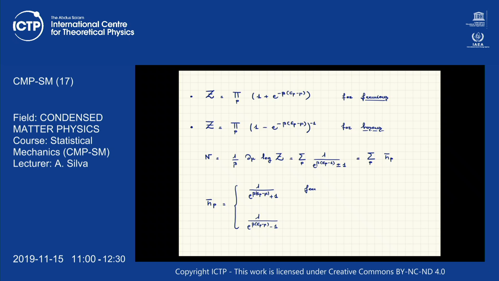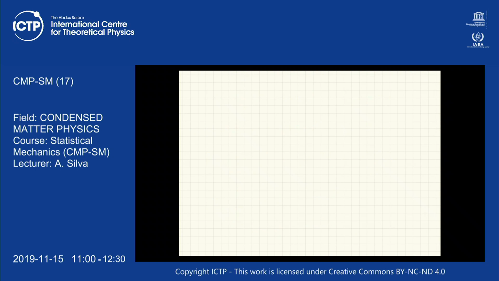Fermions and bosons. Now, the Fermi-Dirac distribution, even if you plot them, these two functions are completely different. Because the Fermi-Dirac distribution is a nice smooth function.